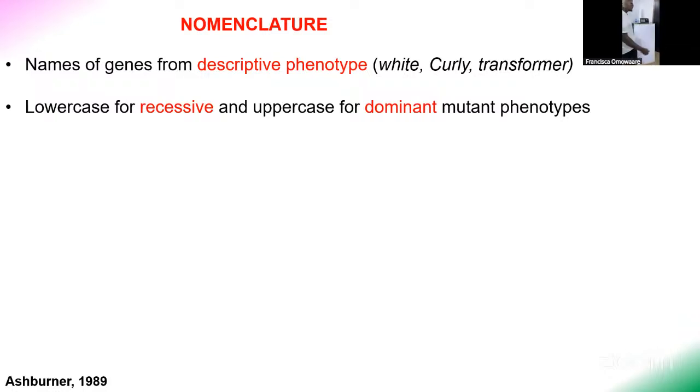For example, Notch is a dominant gene, so we use capital N for Notch. Curly is also dominant, so we write that as capital C and then y. So recessive genes are labeled as lowercase and dominant genes as uppercase, right? That's very important in flies.